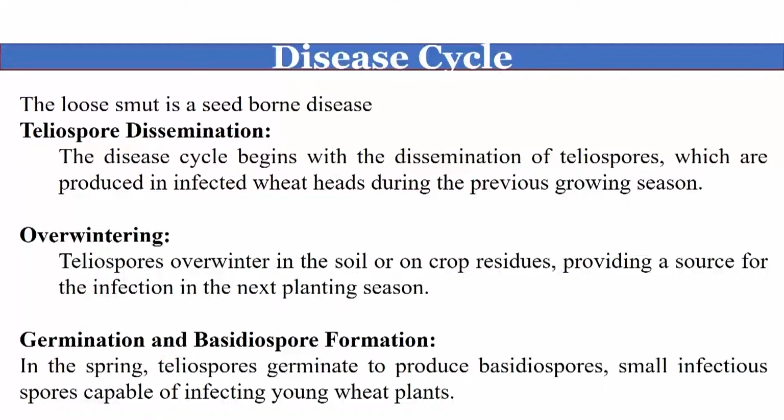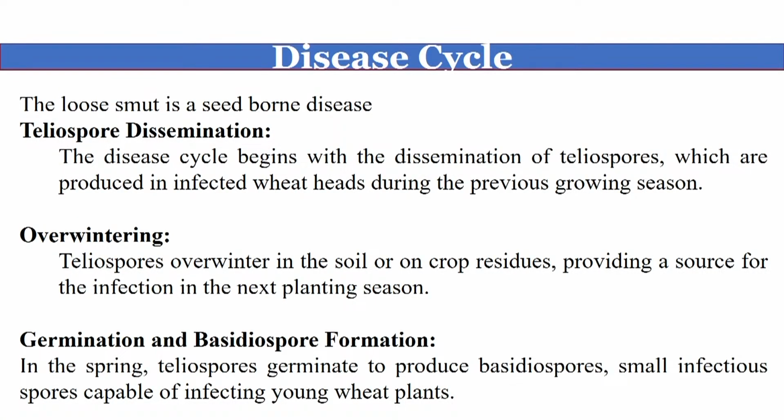And the disease cycle: loose smut is basically seed borne, and the dissemination of this pathogen begins with teliospores, which are produced in infected wheat heads during the previous growing season and overwinter in the soil or with the crop residues, providing the source of infection in the next planting season.